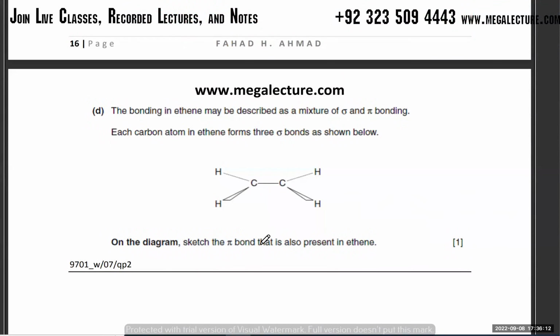On the diagram, sketch the pi bond that is also present in ethene. So you have a double bond. तो pi bond में हमेशा जब कहेगा ना sketch करो तो बस ये कर दो sketch. Overlapping above and below.